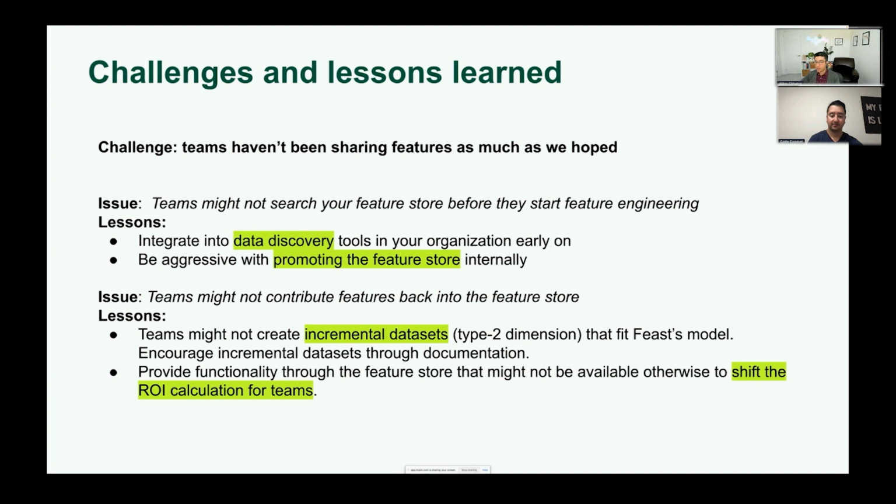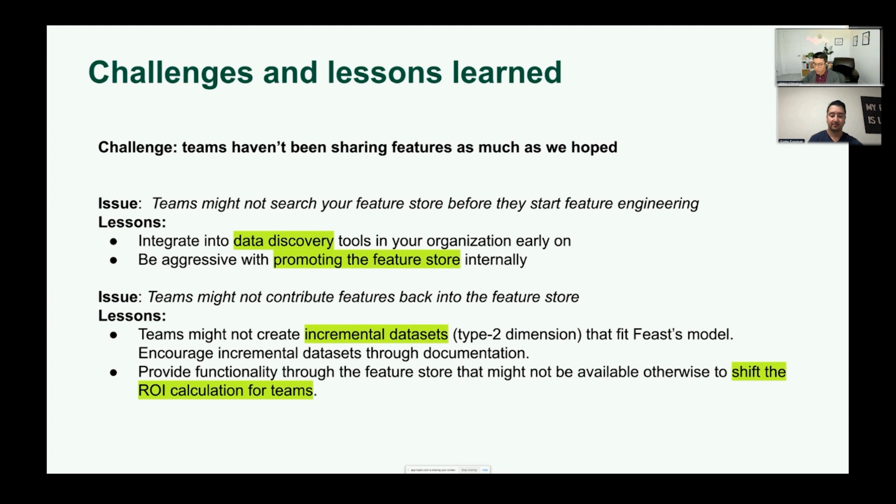Another issue is that teams might not contribute the features back into the feature store. First off, a technical issue: teams might not even consider creating type 2 dimension incremental data sets, where you have historical versions of your features. For this, the thing to do is to encourage these incremental data sets through documentation, to explain that incremental data sets have a benefit, that they allow teams to reproduce ML jobs, and that helps with troubleshooting and debugging.